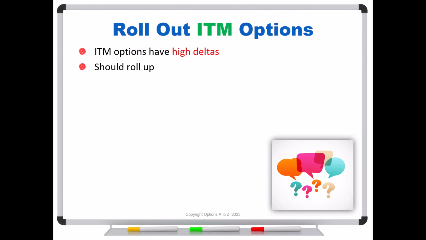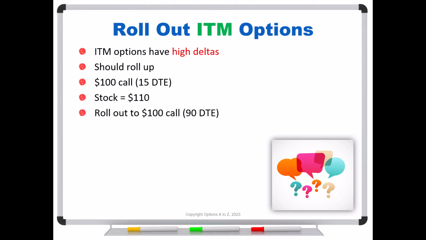So let's consider a couple of options. Let's say that we currently have the $100 call with 15 days until expiration, and the stock is up at 110. So this $100 call is 10 points in the money. And we're considering rolling it out to the $100 call that has 90 days until expiration. Now this is going to be a net debit. Remember, a rollout means we're sticking with the same strike, which you can see here. We've got the $100 call. We're going to maintain the same strike. We're just extending the time. Longer dated options cost more money, so yes, it's going to be a net debit.